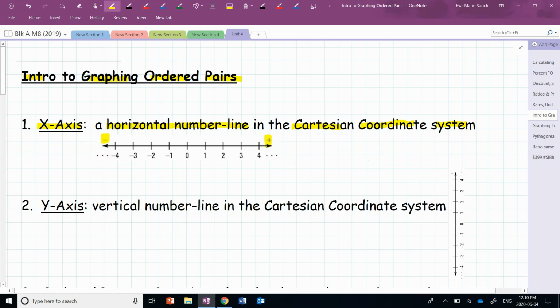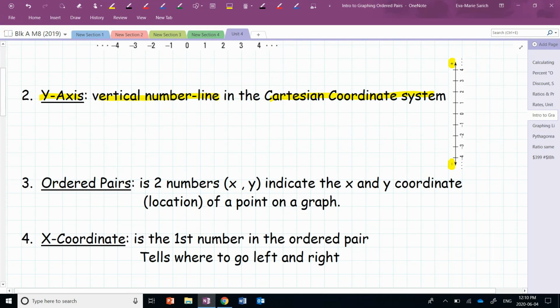Okay? Now, this type of graph also has a y-axis. And the y-axis is a vertical number line. Now, horizontal number lines go left and right. Vertical number lines go up and down. So this is a Cartesian coordinate system, reminding you, right? And so 0 in the middle. When we go upwards, it is positive. When we go downwards, it is negative. And again, this number line will go on infinitely up and infinitely down. So 2 axes on this graph, which are number lines.